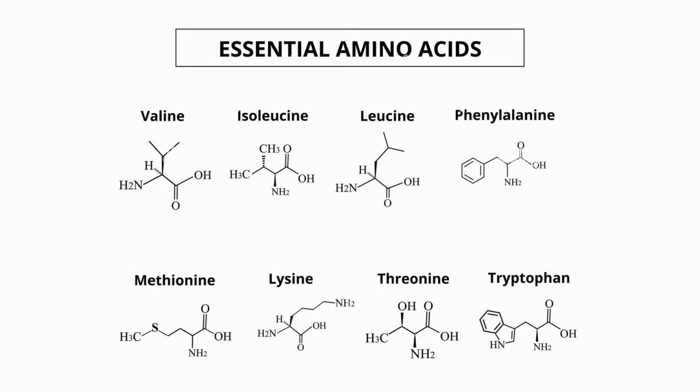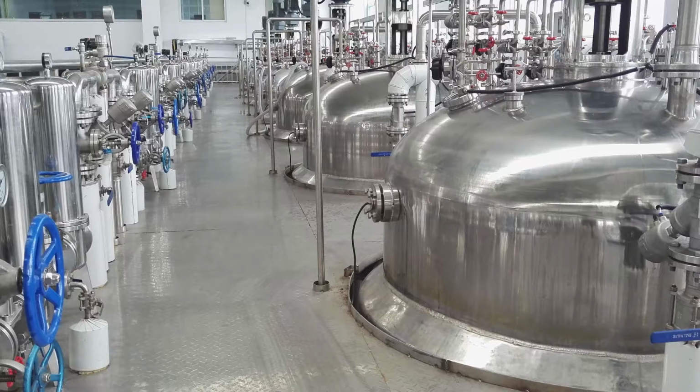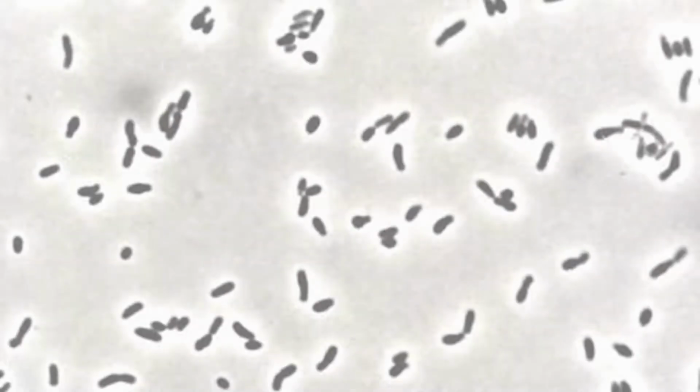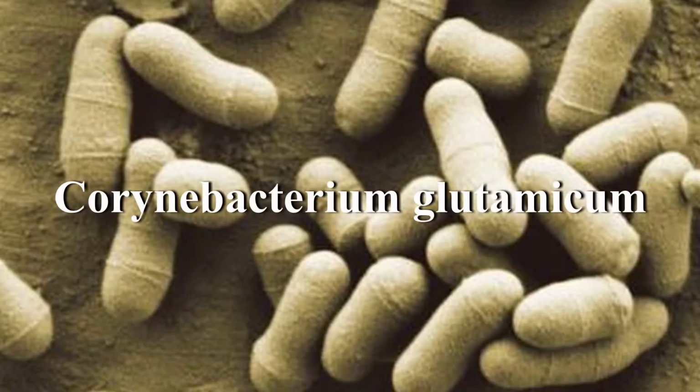I will focus on the production of the essential amino acid lysine. About 2 million tons is produced each year in large industrial fermenters, mainly used as a food supplement for animals or humans. This little bug is responsible for this yield, Corynebacterium glutamicum.